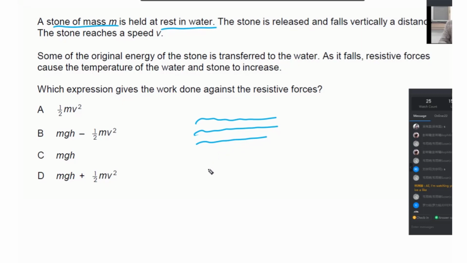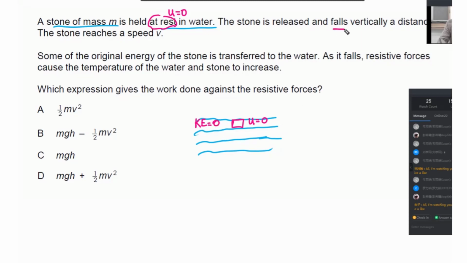Answer is not D for this one. So let's try to understand. Let's try to sketch. It is given to you, stone is held at rest in water. We can imagine the stone is at this point, at rest. Rest means its initial velocity is equal to 0. So simply we can write down u = 0. If the velocity is 0, how about kinetic energy of the stone at the beginning? That also has to be equal to 0. So kinetic energy is 0.